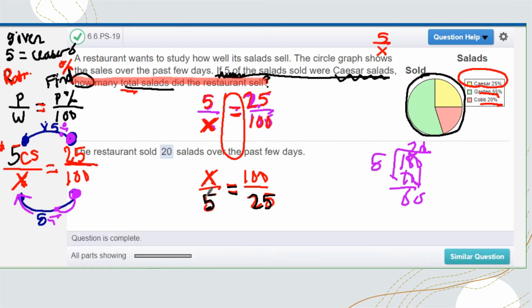Now that our variable is in the numerator, we can go ahead and solve for the variable by getting the variable on one side of the equal sign by itself. So since we have x divided by 5, we can use the inverse of division, which is multiplying, to get 5 to cancel out. So we need 5 in the numerator since it's already in the denominator here. So 5 in the numerator is multiplying by 5.